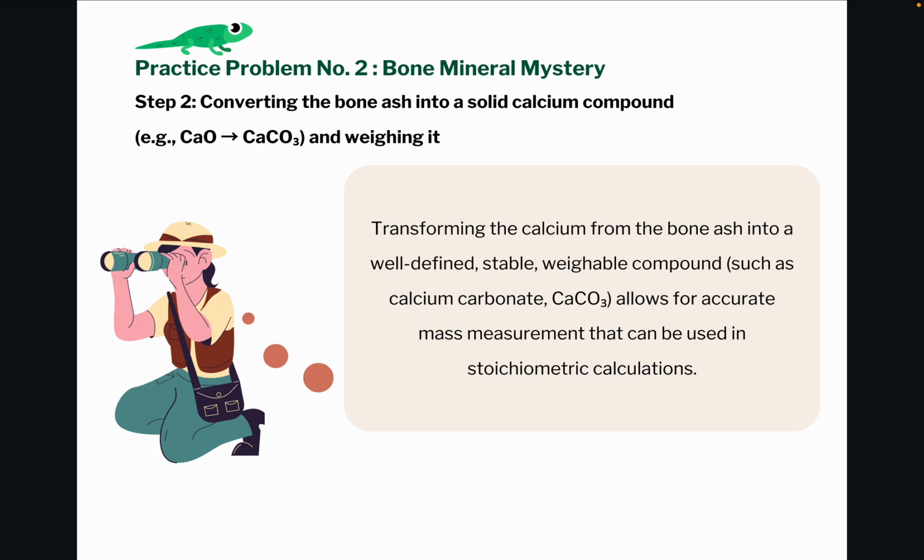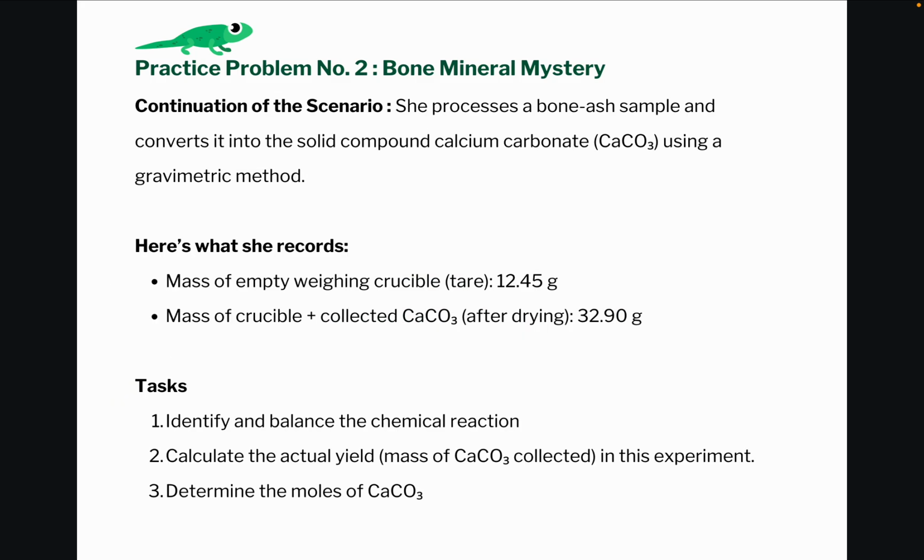The next step is converting the bone ash into a solid calcium compound and weighing it. This is important because gravimetric analysis relies on converting an analyte into a compound with known composition and then measuring its mass, so the original quantity of the analyte can be calculated. Here you can observe it's a different way of how we obtained our calcium carbonate. Let's see the process.